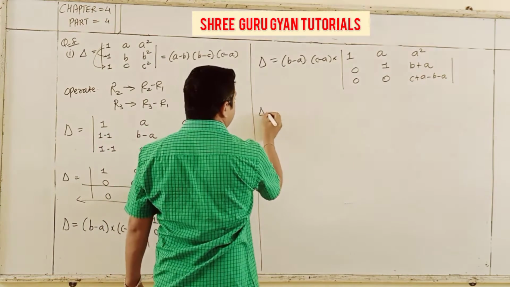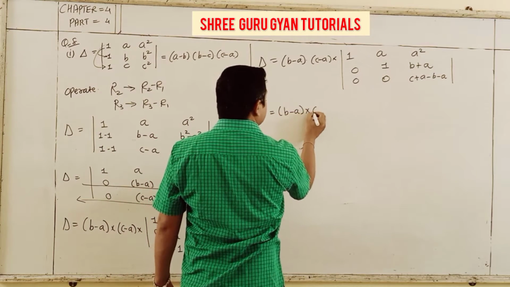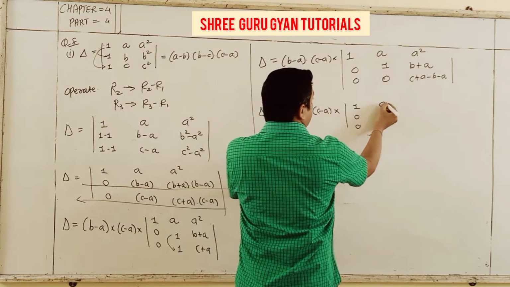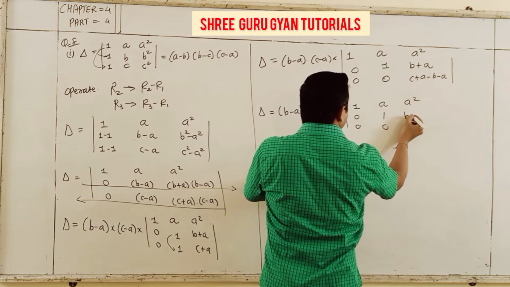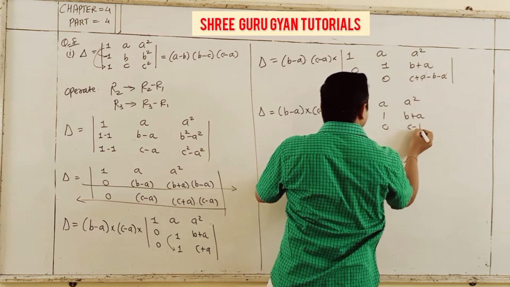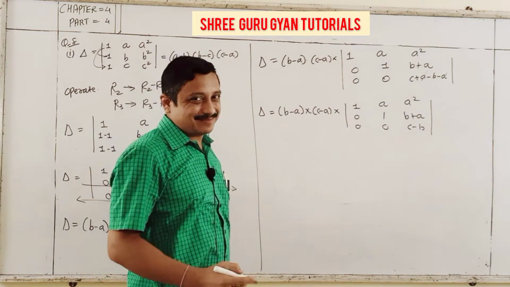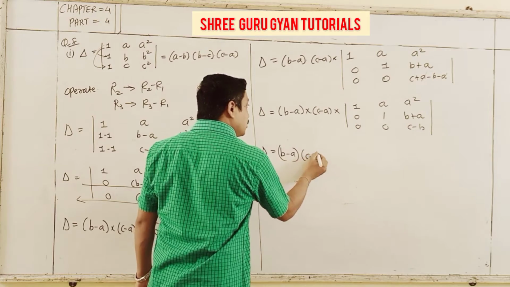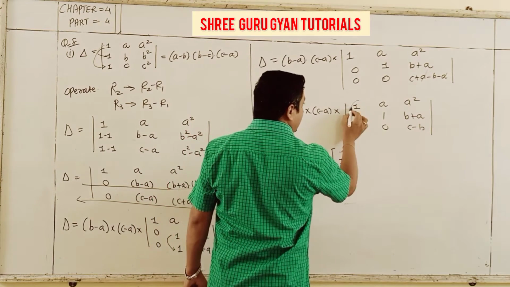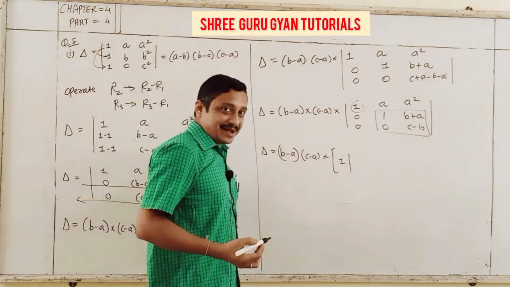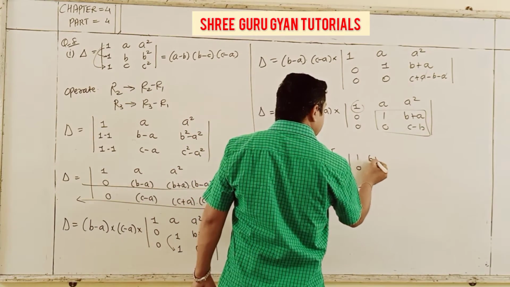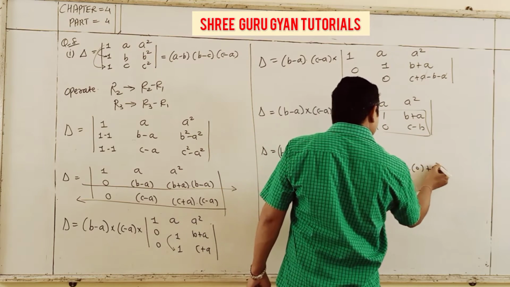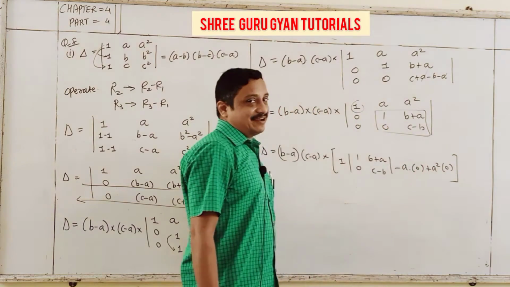So del is b minus a, c minus a, and here 1 0 0, then another row a, 1, 0, a square, b plus a, c minus b. Now go to expansion by definitions. So del value b minus a, c minus a, then you will go to definition expansion. This one definitely, we write down by the definition: 1, 0, b plus a, c minus b, the other a with 0, and the last a square also 0 by definition.